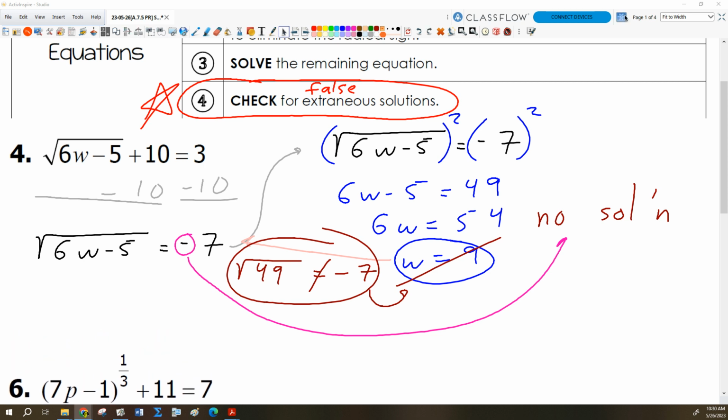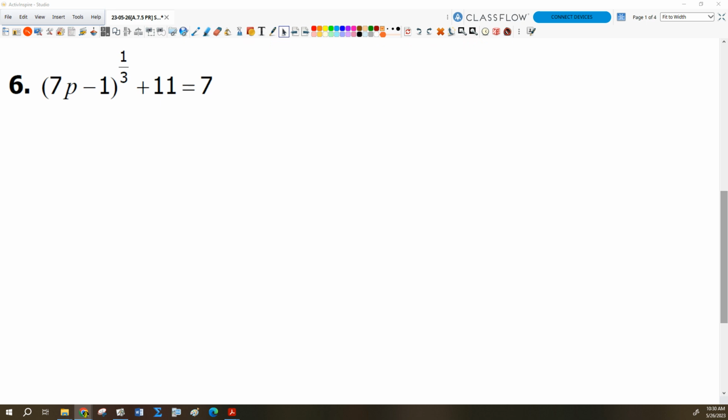How about this guy right here? Same thing. What looks odd about this? The fraction. Okay, but what does a 1/3 power mean? What kind of root? Cube root. There you go, right? Because remember, if we have a fractional exponent, the denominator tells us the index of the radical. So this is the very same thing as the cube root of 7p minus 1. Same thing, right? Now, do we have to write it as a cube root?